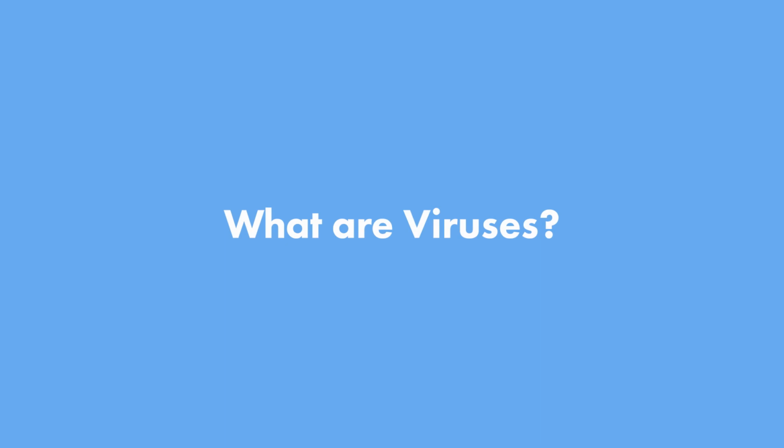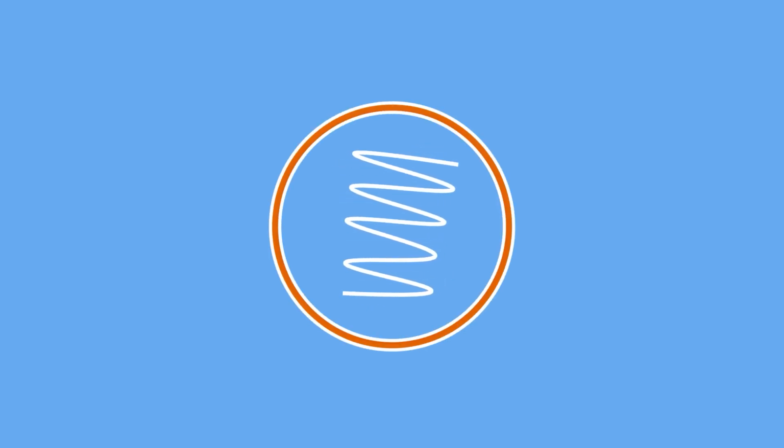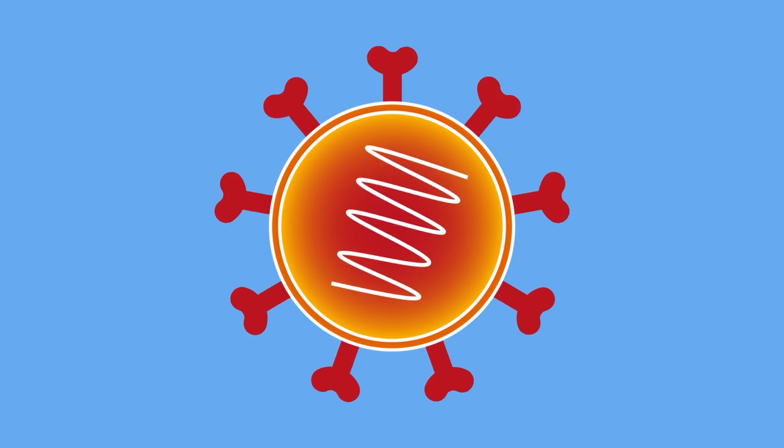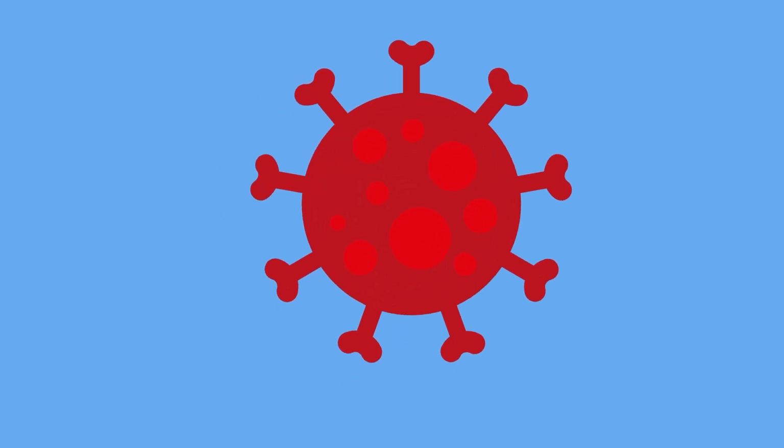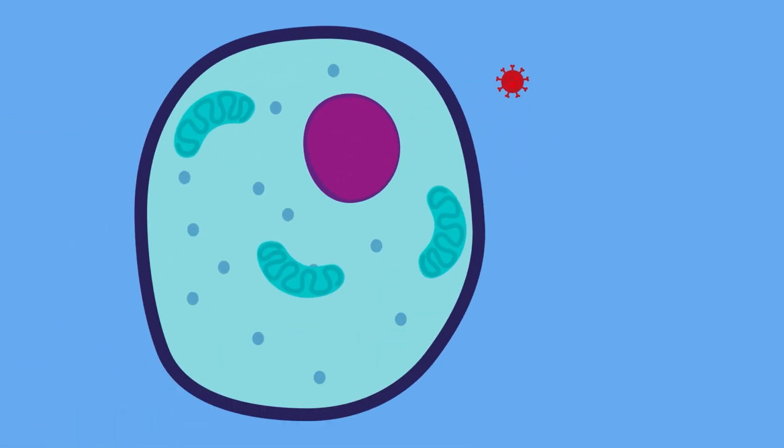What are viruses? Viruses consist of genetic material, like DNA or RNA, wrapped in a protective parcel. Unlike most living things, viruses are not able to multiply on their own, so they need access to a living organism's cells in order to multiply and be harmful.